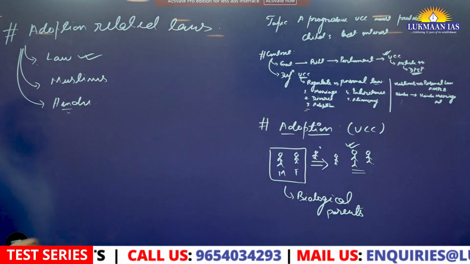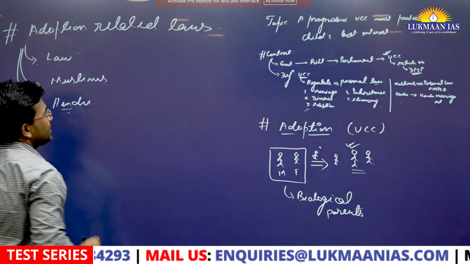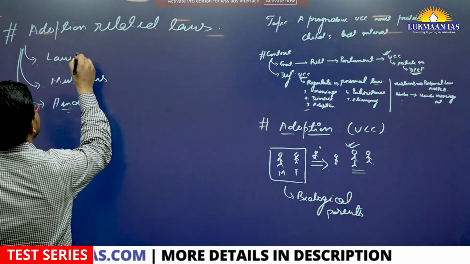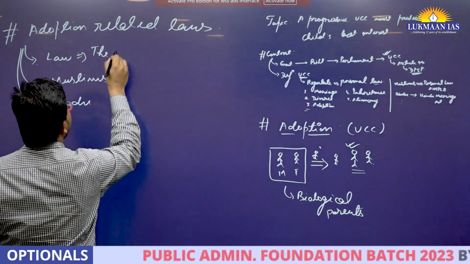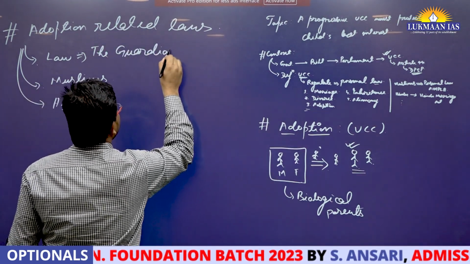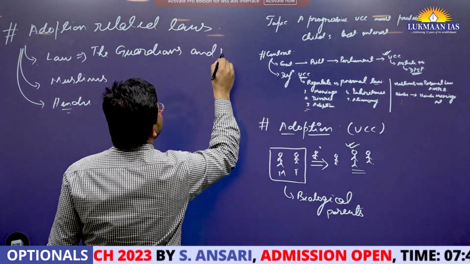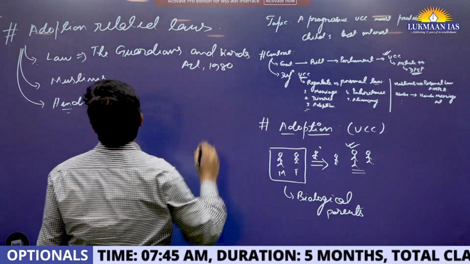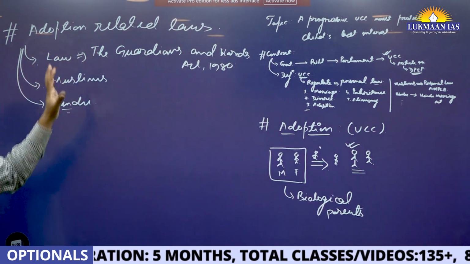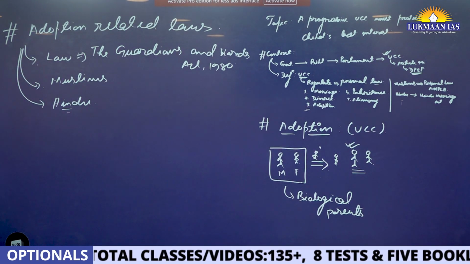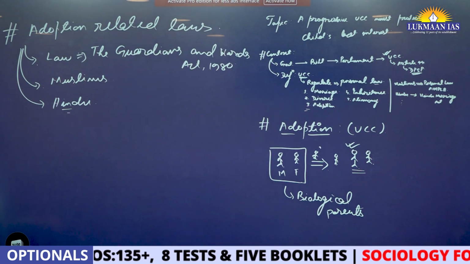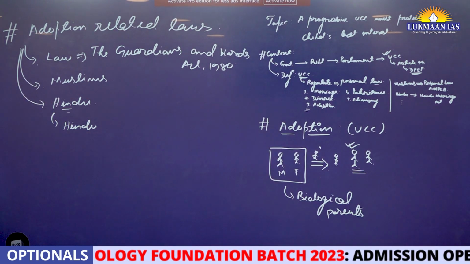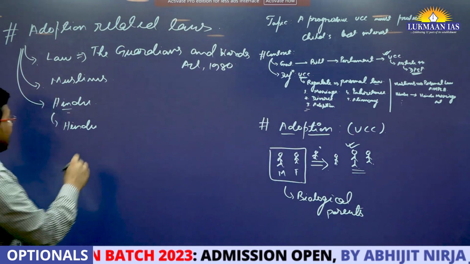Now, related to this, the law that is in place is known as the Guardians and Wards Act 1890. So there is an act known as the Guardians and Wards Act, which is available and in place. Apart from this, we have the Hindu Minority and Guardianship Act 1956, related to Hindus.